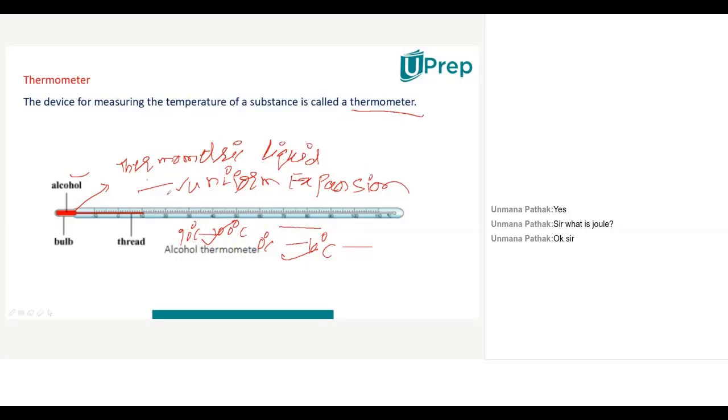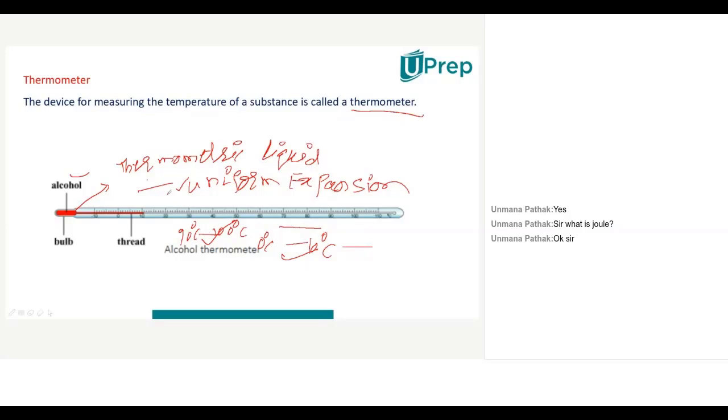Uniform expansion must be there for a thermometric liquid. If uniform expansion is not there, whatever values you are measuring with a thermometer will not be correct. Yes, sir, that's why we are using mercury. But on what principle are you finding the temperature? That is what I am asking.